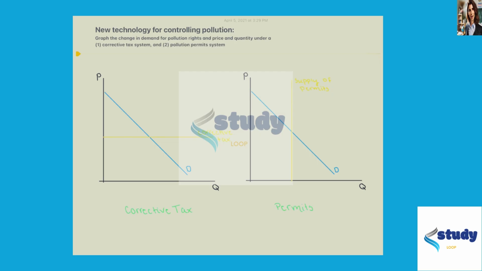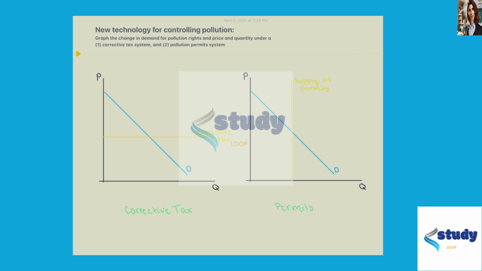In this example, we are going over this idea of controlling pollution through a system of either a corrective tax system or a pollution permit system. We'd like to see the change in the demand for pollution rights given a new technology for controlling pollution that allows us to more effectively control pollution. So it makes it easier. It's an improvement that we're seeing.